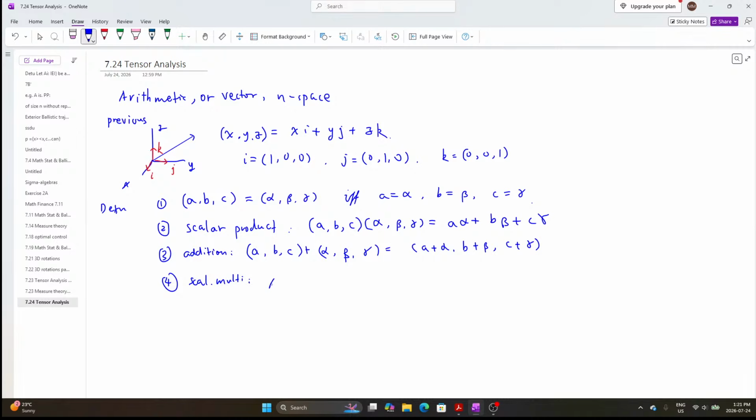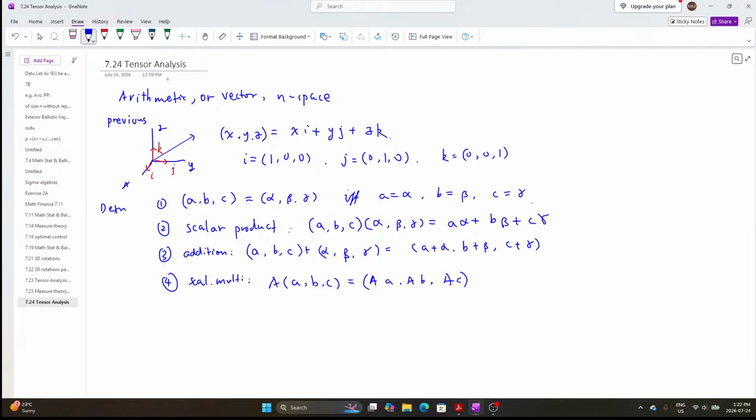Scalar multiplication rule: big A times (a, b, c), where A is a scalar, is just big A times little a, big A times b, big A times c. Right, so far everything is familiar. These rules together define the geometry of the 3D Euclidean space.